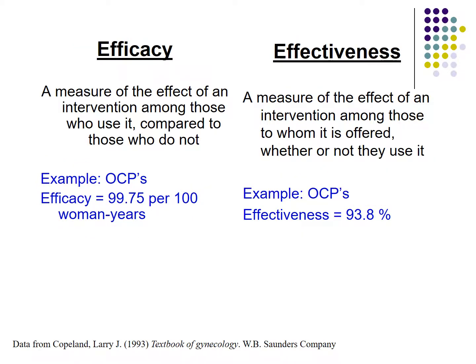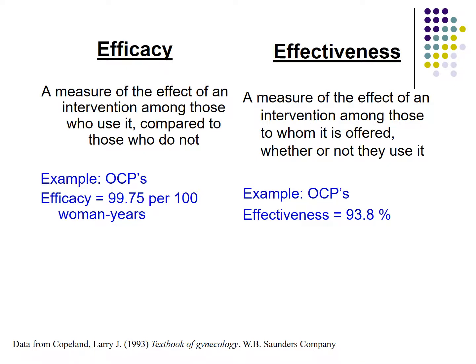Efficacy and effectiveness is another couple of terms that's good to keep straight. Efficacy is a measure of the effect of an intervention of those who use it compared to those who do not use it. So, for example, with oral contraceptive pills, the efficacy, how well it works in controlled studies, is 99.75 per 100 women years. So it's very, very efficacious. The effectiveness is a measure of the effect of an intervention among those to whom it is offered, whether or not they use it. So if you use oral contraceptive pills in a population, what actually happens?